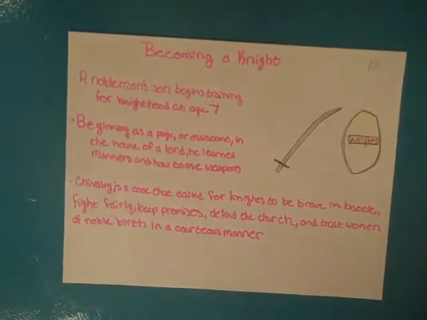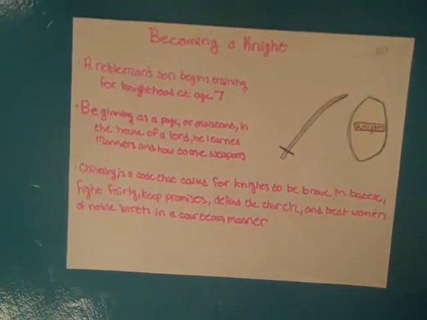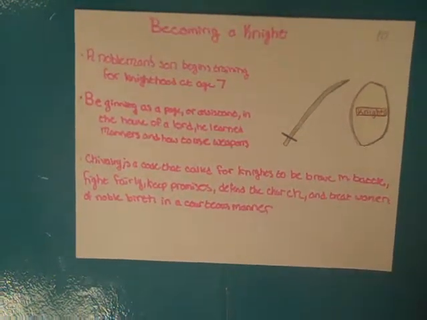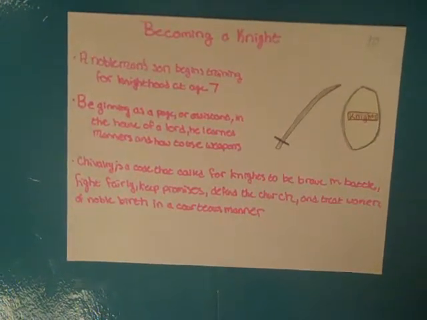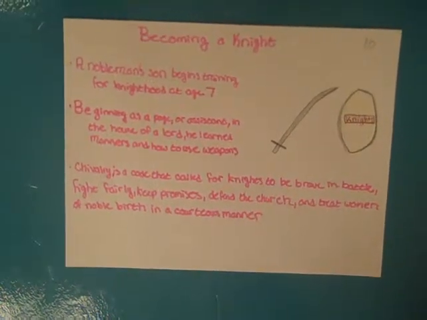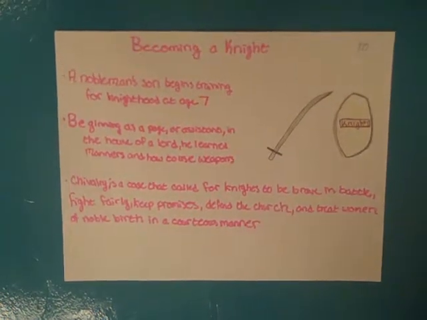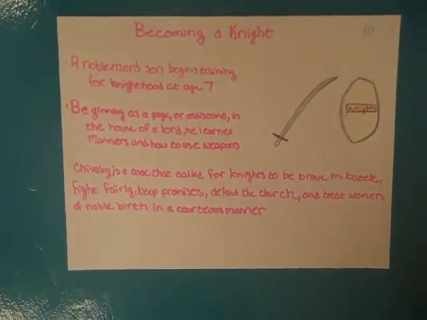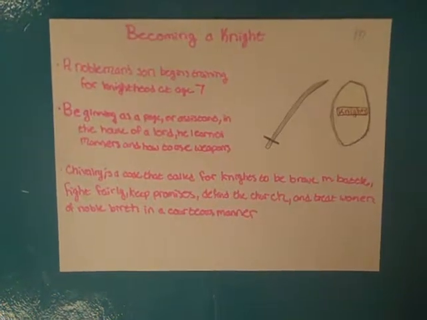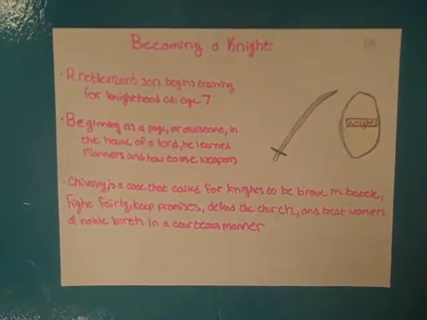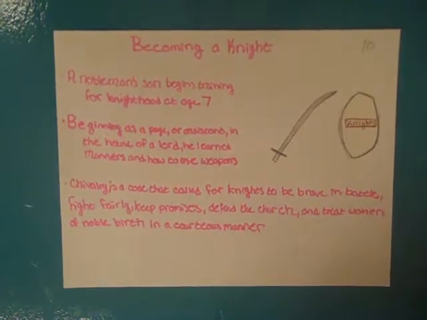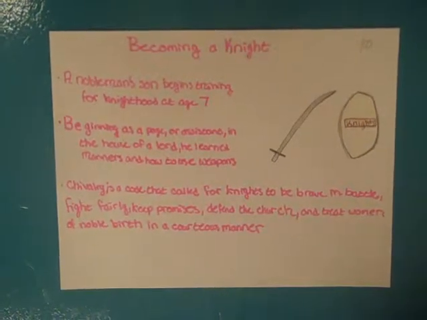Becoming a knight. A nobleman's son began training for knighthood at the age of 7. Beginning as a page or assistant in the house of the lord, he learned manners and how to use weapons. Chivalry is the code that called for knights to be brave in battle, fight fairly, keep promises, defend the church, and treat women of noble birth in a courteous manner. This is a picture of a sword and a shield from the knight's armor set.